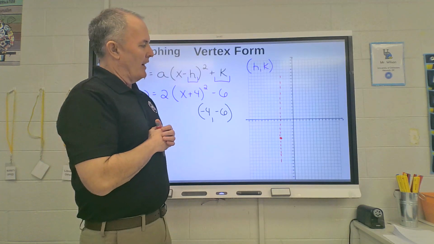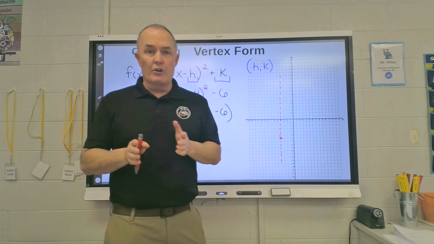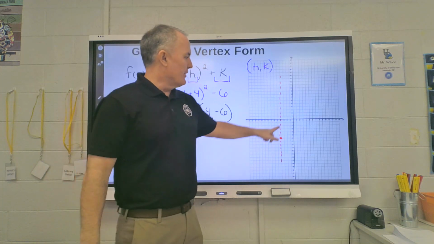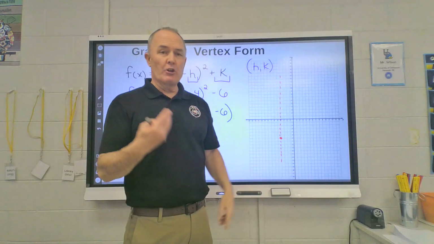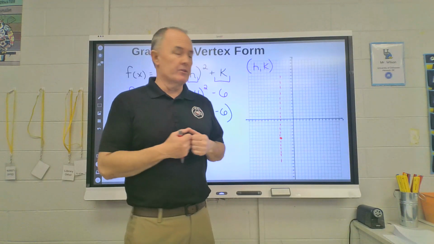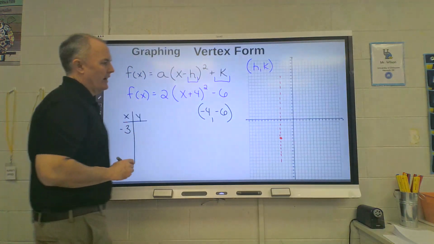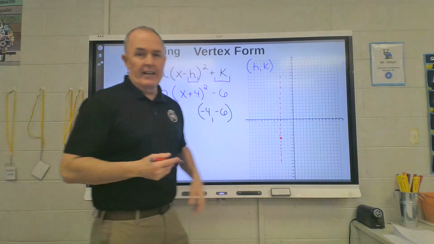All right, so looking at this graph, you want to pick 2 points on your x-axis which are pretty close to your axis of symmetry. So I'm going to pick an input of negative 3 because it's only 1 unit over from where my axis of symmetry is, which is x equals negative 4. So I'm going to use negative 3, and let's go ahead and use negative 2.